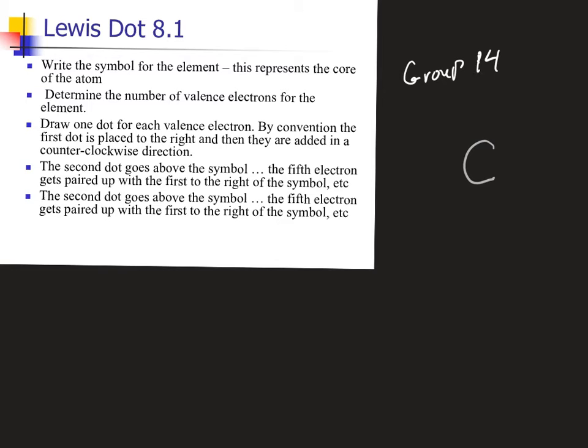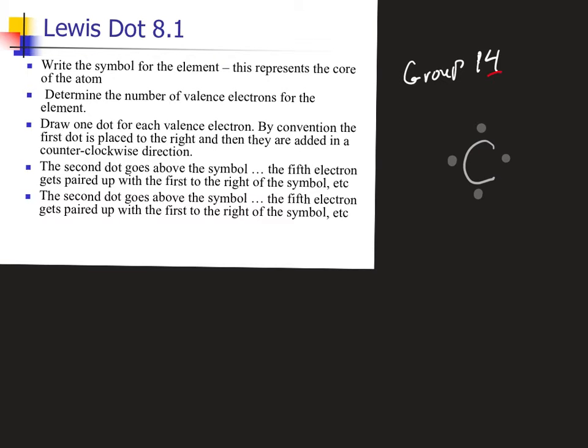And therefore it is going to only have 4 valence electrons. We place the first one right there. I don't like that color, so we'll erase that. It has one dot right there. The next dot for it goes on the top. In a counterclockwise direction, meaning the next one would go here, and the fourth one would go there. So it kind of surrounds it.